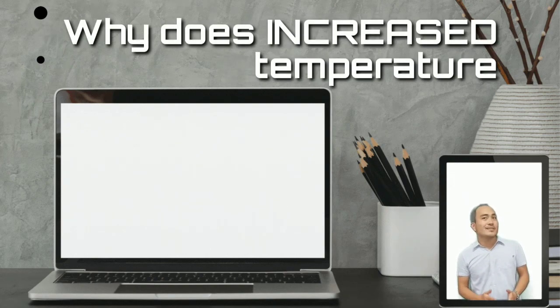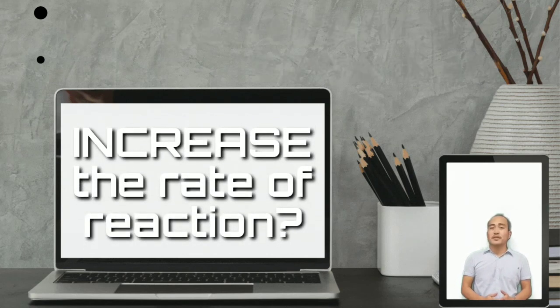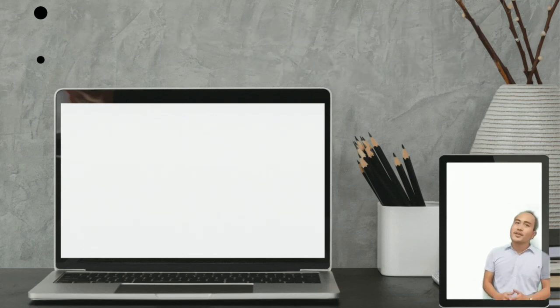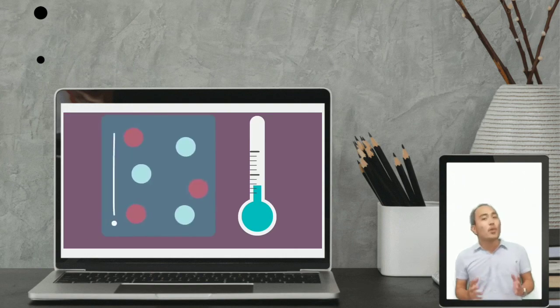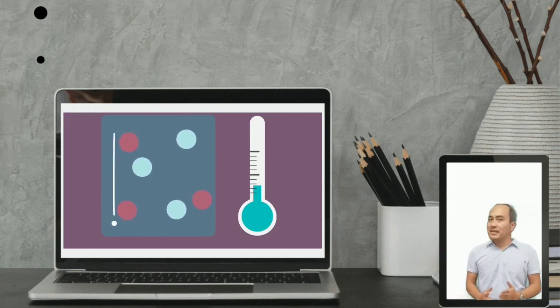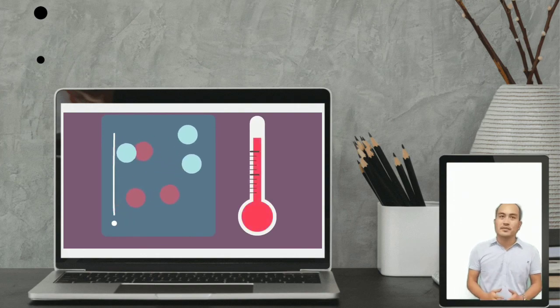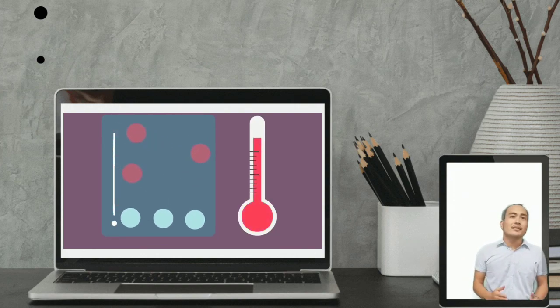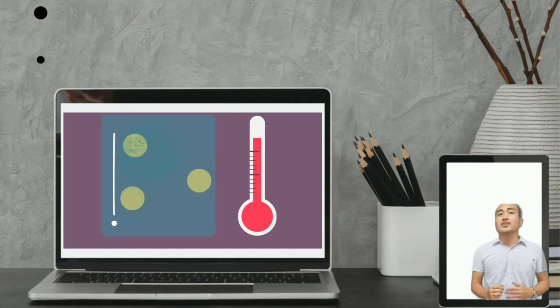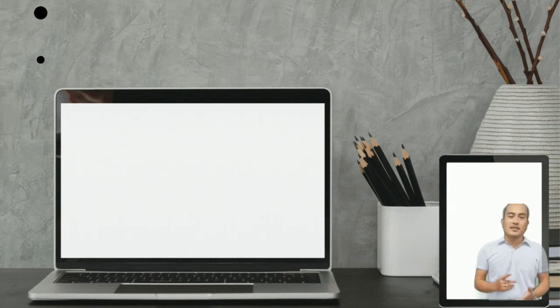Why does increased temperature increase the rate of reaction? At higher temperature, particles have more energy. This means they move faster and are more likely to collide with other particles. When the particles collide, they do so with more energy, and so the number of successful collisions increases.